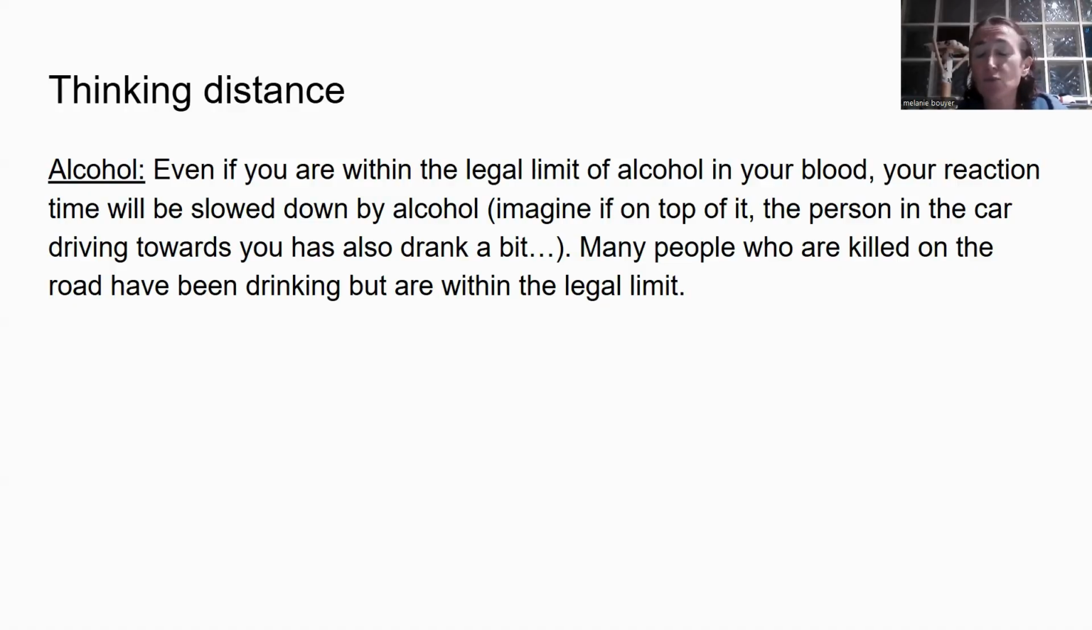So my advice would always be, if you've had a drink, personally, I wouldn't jump in a car at all, even if I think I am within the legal limit of alcohol in my blood, just because I know it will affect my thinking time, therefore it will increase my thinking distance. It's important to notice that many people who are killed on the road have been drinking but are within the legal limit. So just being within the legal limit doesn't mean that you are necessarily as responsive to what's happening on the road. Therefore, it's something to take into account when you go behind the wheel.